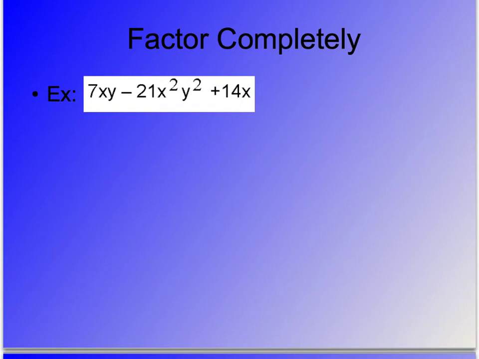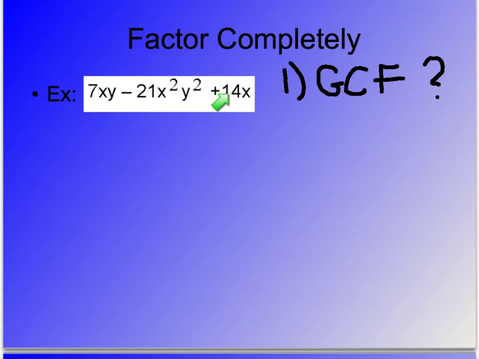Here's another example. So first we'll look for the GCF. Looking at each of my coefficients on my terms, 7 being the smallest, does 7 go into negative 21 and positive 14? Yes, it does. So 7's part of my GCF. Do each of these terms have an x? Yes, they do. And it's just x that we'll be using.